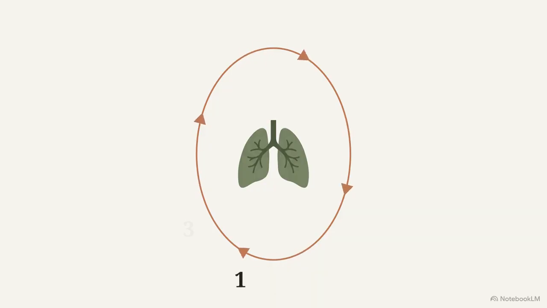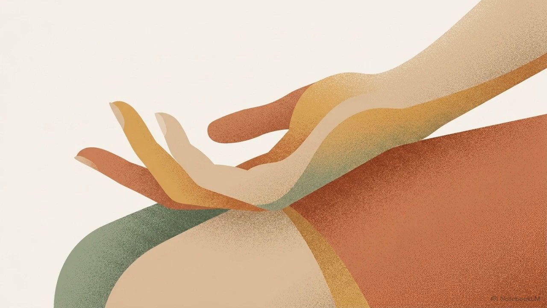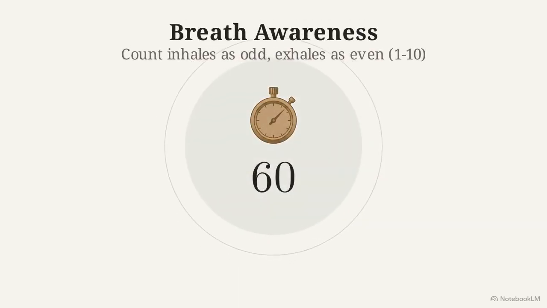Silently assign the number 1 to your next inhale and 2 to your exhale. Count up to 10, and then repeat the loop starting back at 1. If you notice yourself subconsciously trying to control your breath, silently say the words, "let go," to yourself. If you lose your place in the count, simply restart at 1 without any self-judgment. We will observe this silence for exactly 60 seconds. Begin your silent count now.